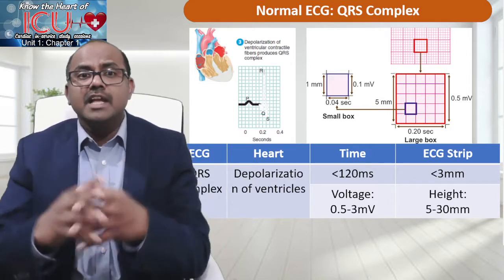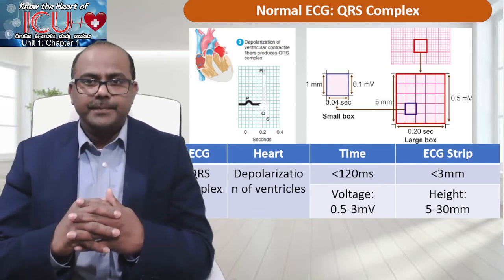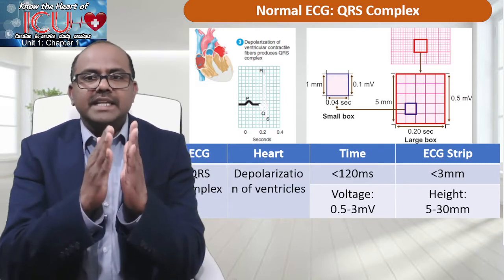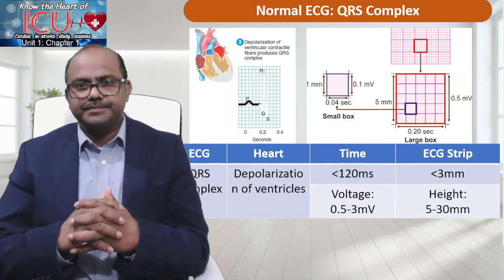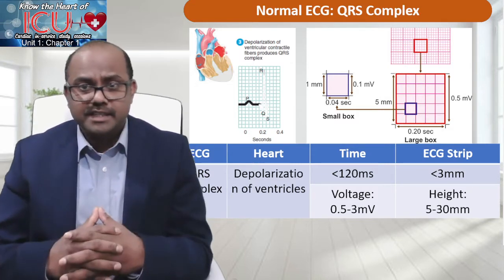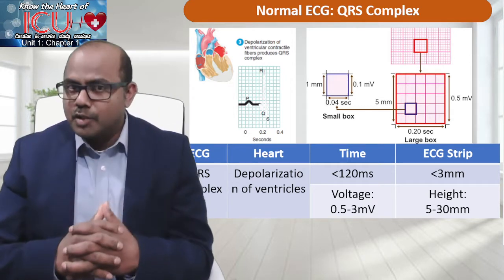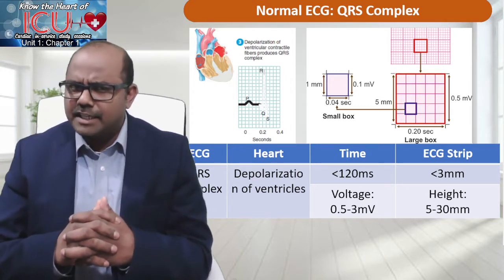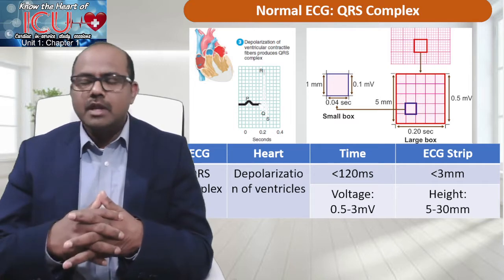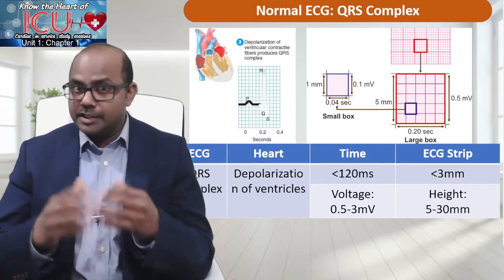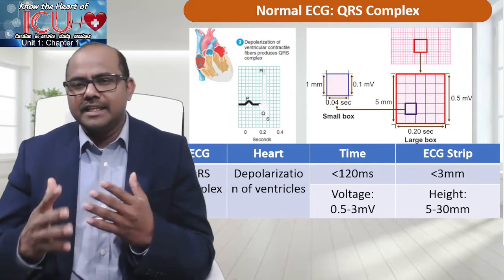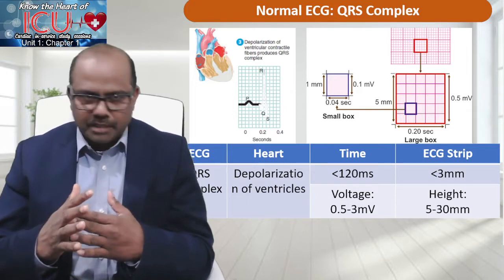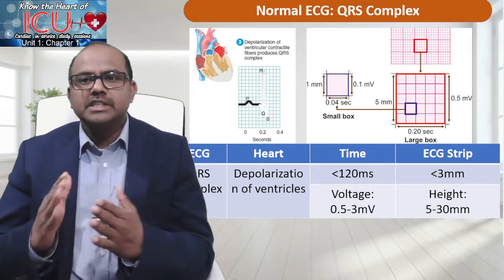That means you have a bundle branch block. So it should be less than 3 mm, or less than 120 milliseconds, or 0.12 seconds. And the height of the QRS complex also is slightly significant at this level, but when it comes to the 12-lead ECG, it's really significant. Usual voltage height is around 0.5 to 3 millivolt or 5 to 30 mm.